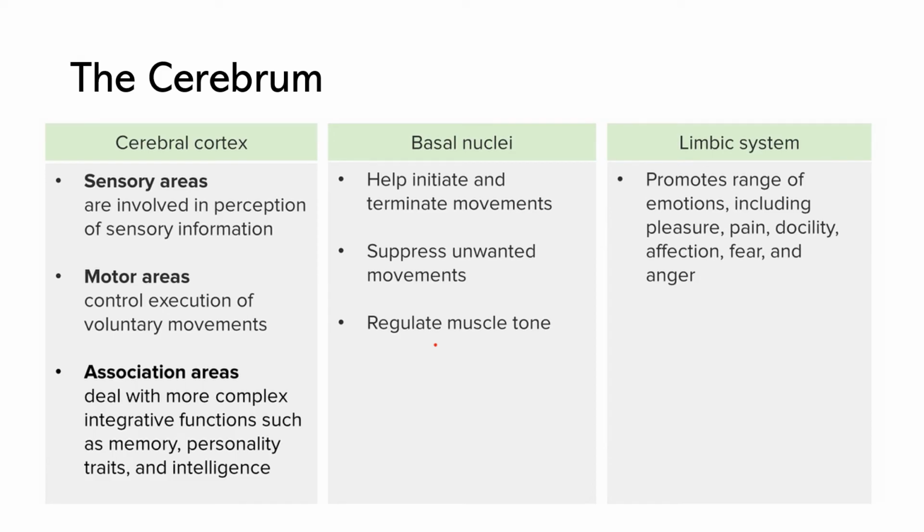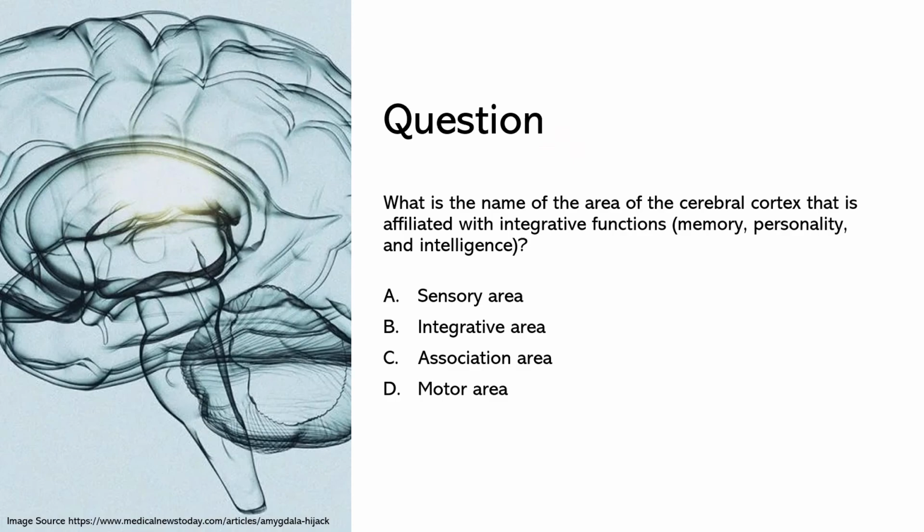As well as in our cerebrum, we have our basal nuclei, which help us initiate as well as terminate movements and suppress unwanted movements and regulate muscle tone. And finally, we have our limbic system, which is found in parts of the cerebrum. And this system promotes our range of emotion, including pleasure, pain, docility, affection, fear, anger, and so on.